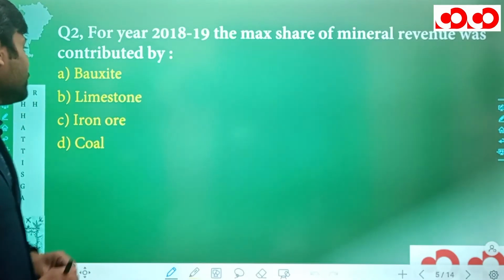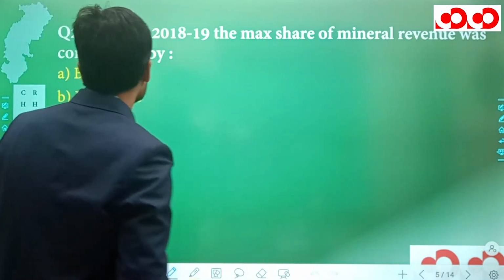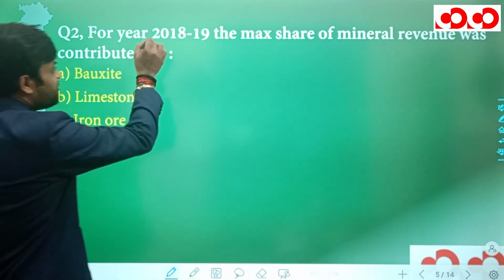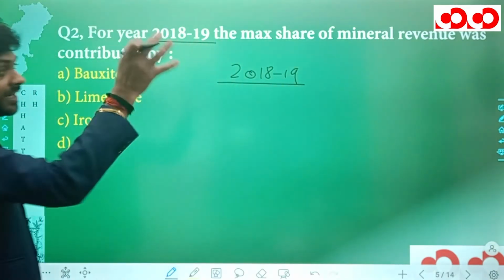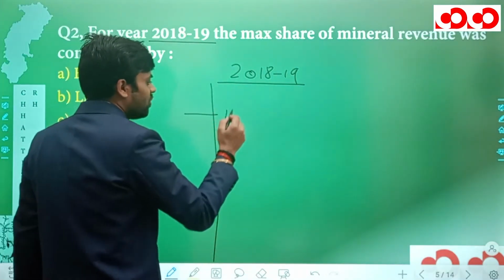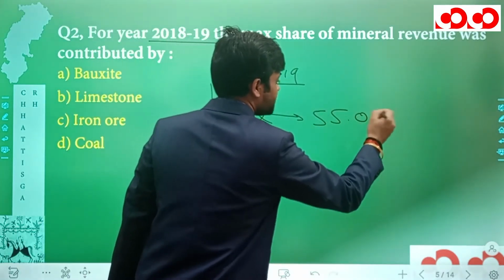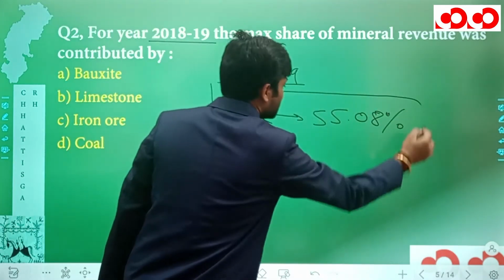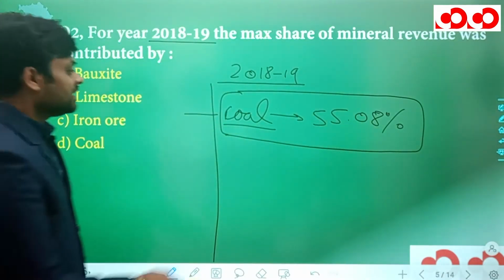Now next we have a second question. For the year 2018-19, the maximum share of mineral revenue was contributed by which mineral? Now, let me tell you, for the fiscal 2018-19, out of the total mineral revenue, the maximum share was that of coal with 55.08%.